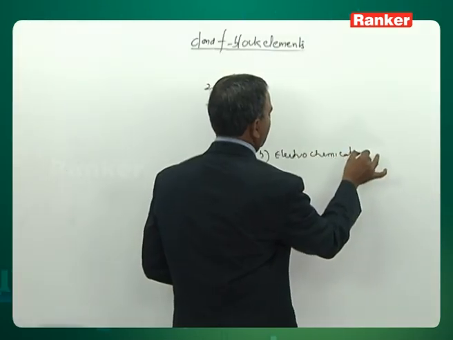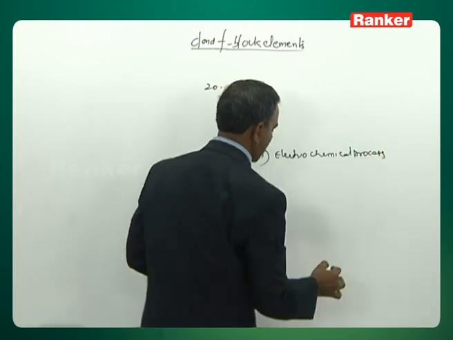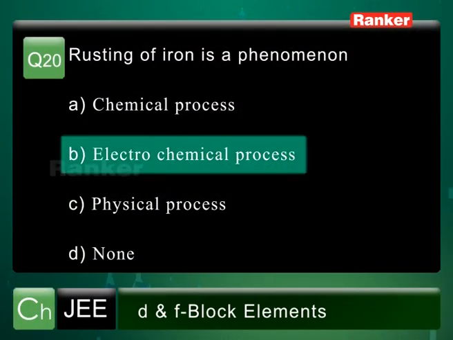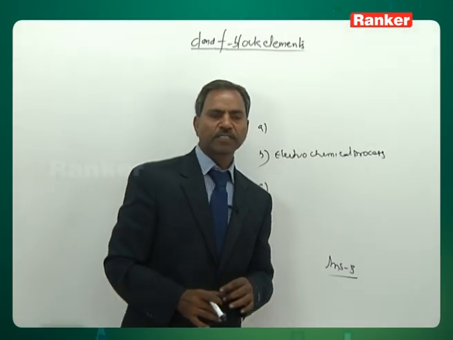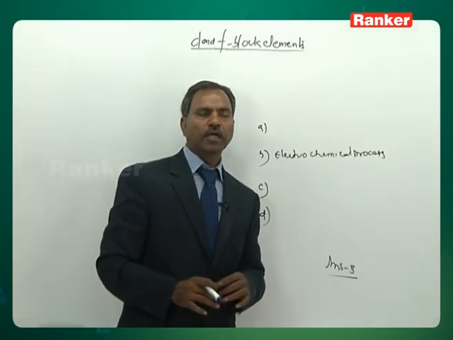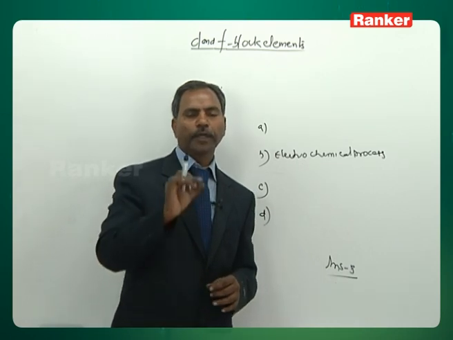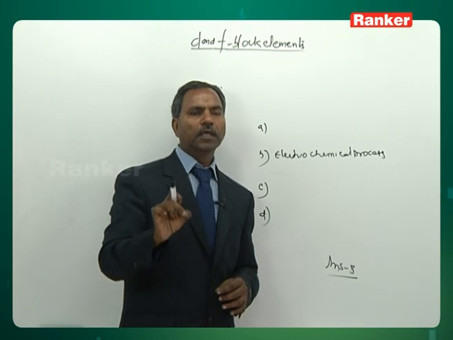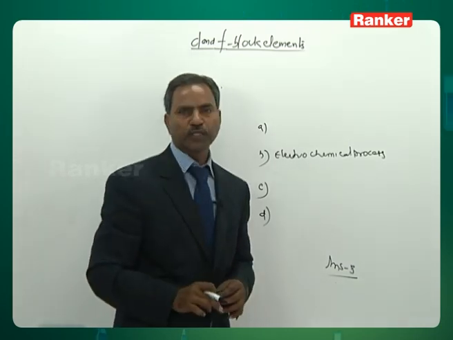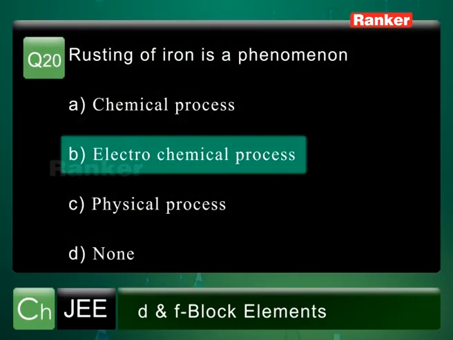Electrochemical process. Here, what is the answer for this question? Option B is the answer. Rusting of iron, remember, is an electrochemical process. Generally, we feel it may be a chemical process. No, it is electrochemical because it takes place in presence of formation of H plus ions. So option B is the correct one.